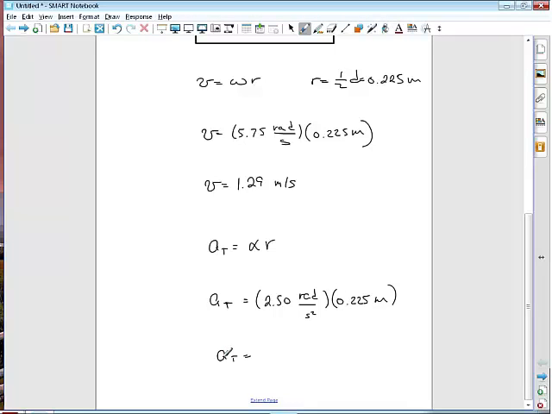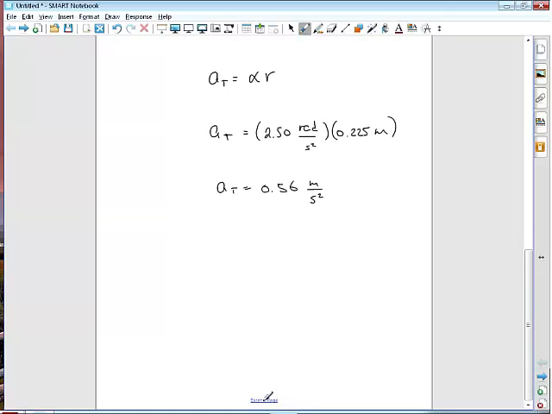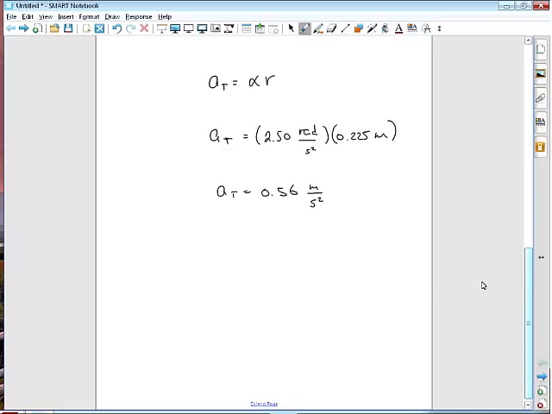And so we multiply those together, 2.5 times 0.225, we get 0.56 meters per second squared. Again, the radians disappear because they're unitless. Okay, so that is the linear velocity and tangential acceleration. The actual centripetal acceleration we say don't ask for, but if we wanted to find the centripetal acceleration, it would just be v tangential squared over r. So we can plug that in and find it out.